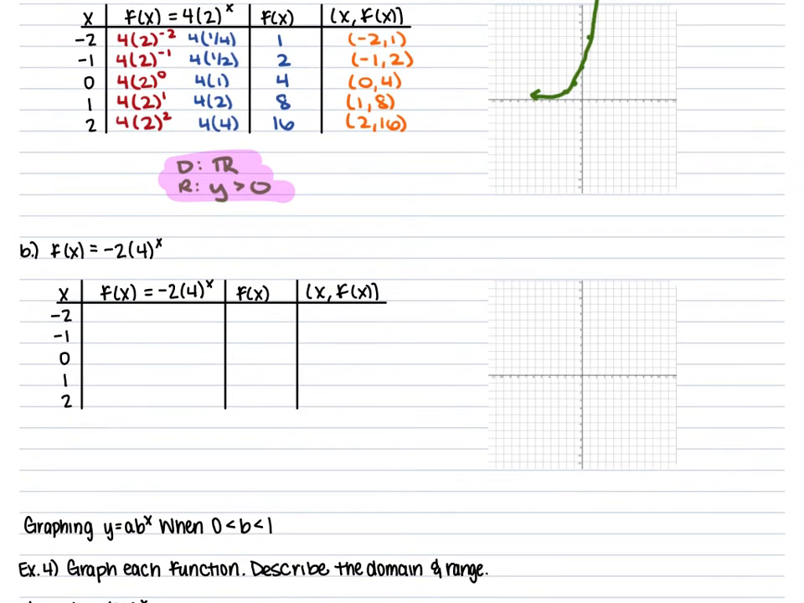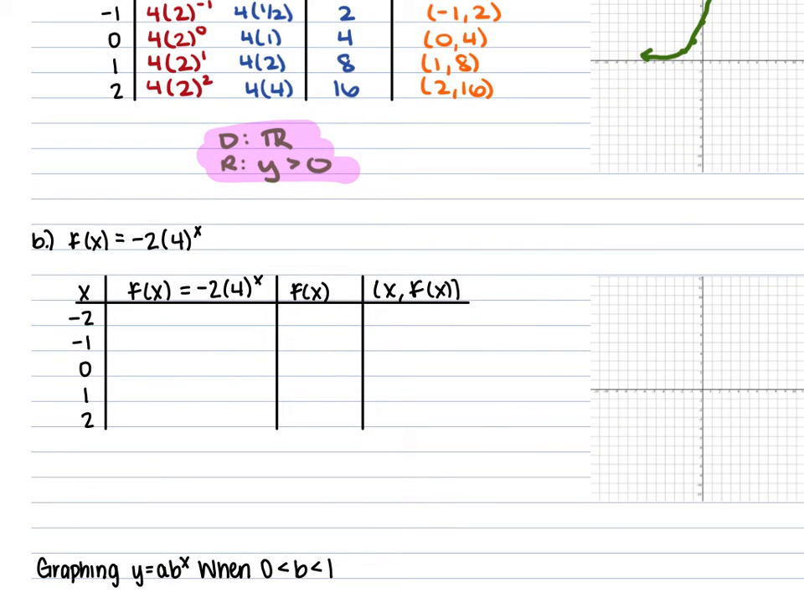If we look at example B, we have f of x is equal to negative 2 times 4 to the power of x. I'm giving you x values of negative 2, negative 1, 0, 1, and 2. So we're just plugging these in. So it's going to be negative 2 times 4 to the power of negative 2, negative 2 times 4 to the power of negative 1, negative 2 times 4 to the power of 0, negative 2 times 4 to the first power, and negative 2 times 4 to the second power.